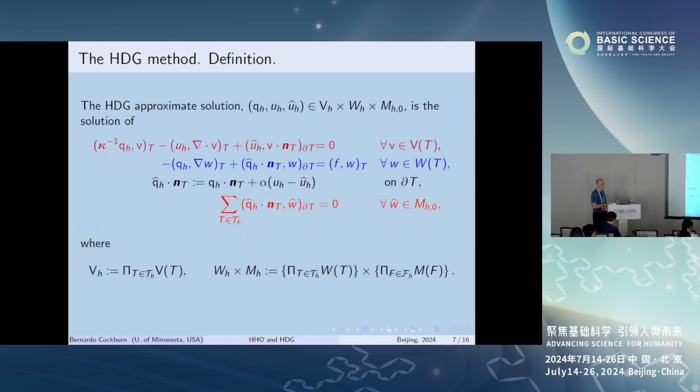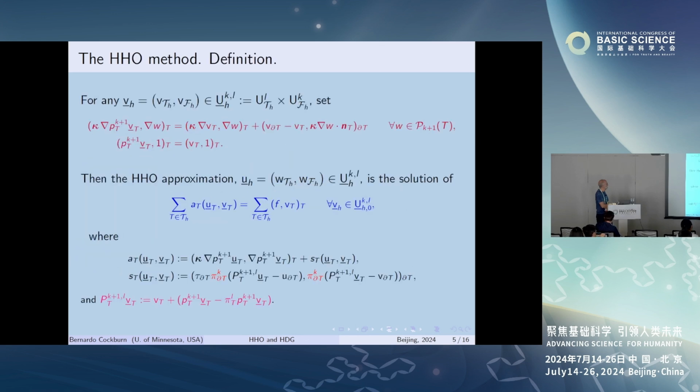They look like this. So here we have Q, U, and U hat. Q is the approximation of the heat flux, U is the approximation of the potential inside the element, and U hat is the approximation of the potential on the boundaries of the element. So these things correspond to the HHO as follows.